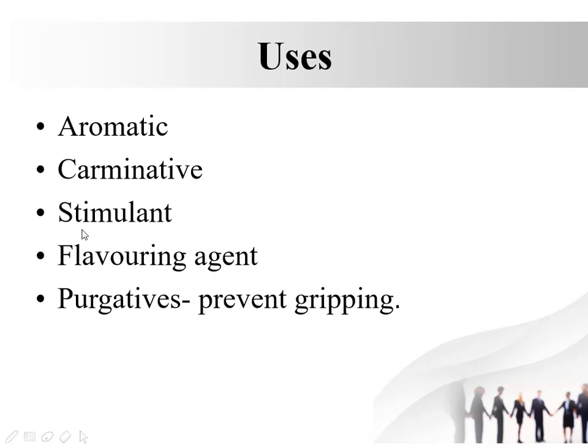Coriander is sometimes used as stimulant. Here the word stimulant means that it can activate our mind or body, or it makes our brain or body more active. It is also used as flavoring agent. The definition of flavoring agent is very simple, that is it imparts flavor in a particular food or drug or, you can say, sometimes cosmetic. Purgative. It is also used along with the purgative to prevent gripping action. Generally, purgatives are used for the evacuation of bowel.